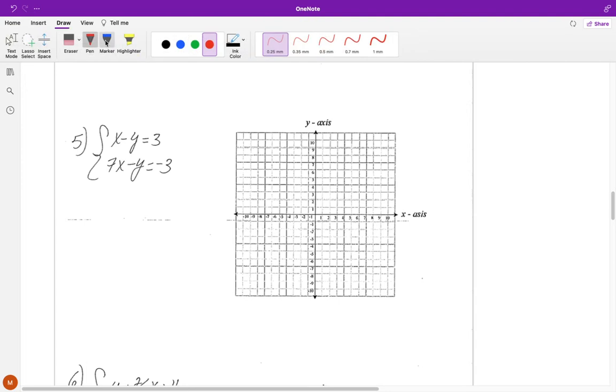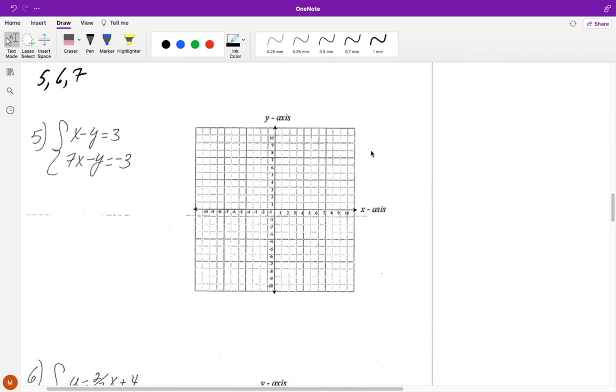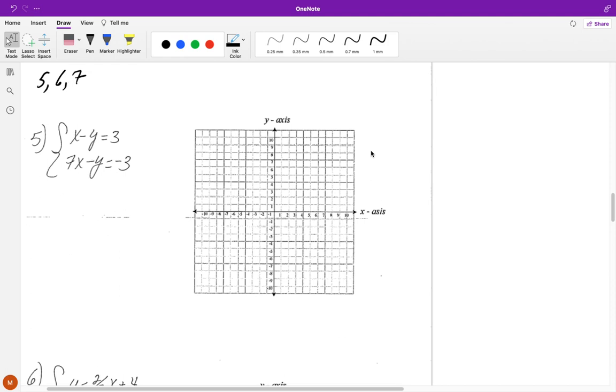All right, so the questions that you guys asked me to go through are questions 5, 6, and 7. For 5 and 6, I'm going to do each one in a different way to show you the different ways that you can go ahead and graph these. So for this, when we're solving systems of equations, remember we just graph them individually. So I'm going to first graph x minus y is equal to 3.